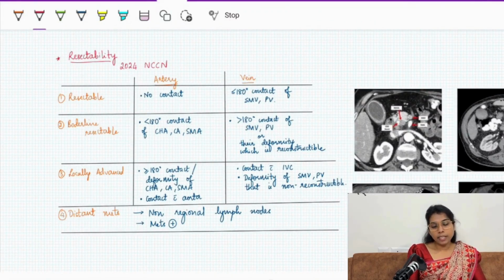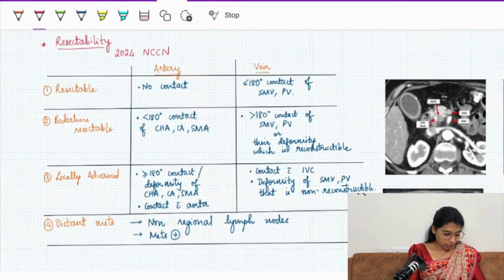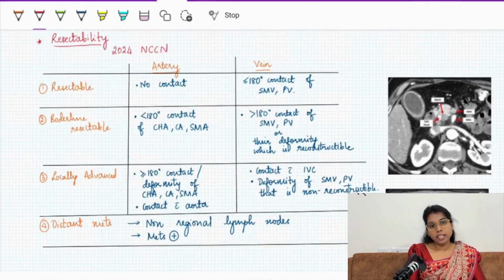There is a recent update in NCCN and it gave out a new resectability criteria in 2024. It is slightly difficult to understand, but we'll simplify it. It is dividing the resectability criteria into 4 parts: resectable, borderline resectable, locally advanced, distinct mets. Distinct mets, we already know it would be non-regional lymph nodes and metastasis. Now, we are left with 3: resectable, borderline resectable, locally advanced, right?